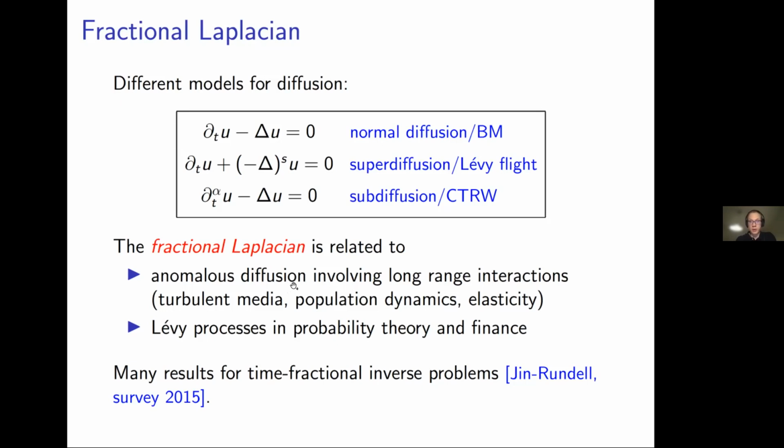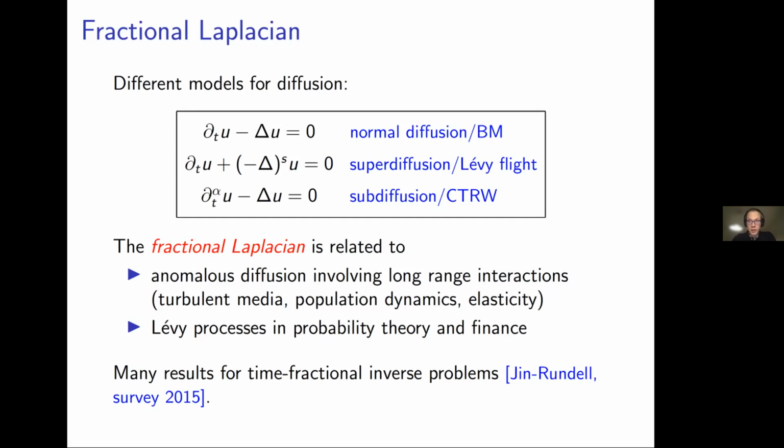And this comes up if you have a diffusion process which has some long range interactions, for instance, in some turbulent media, like the atmosphere, or in certain kinds of population dynamics models, where the food for a certain species is not distributed evenly, but sparsely, and then these animals will sometimes go a long way in order to find food instead of staying in a small neighborhood. And also in some models of non-local elasticity, these come up.